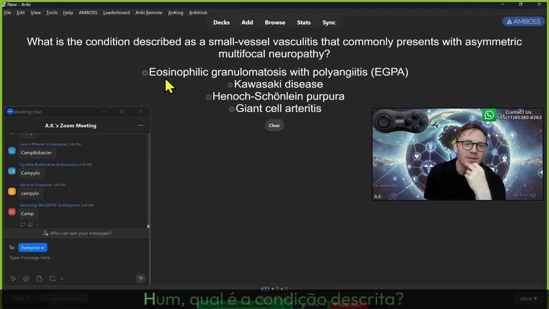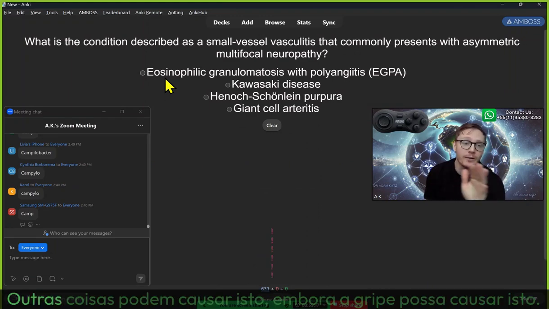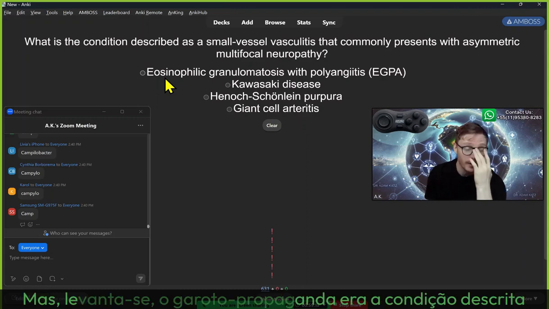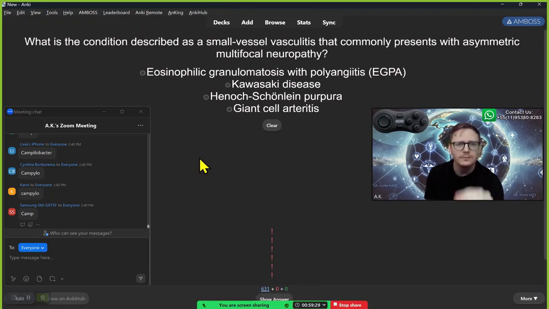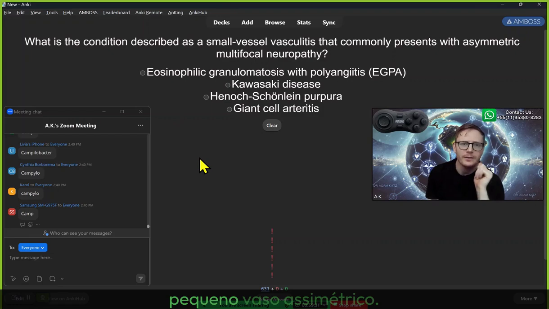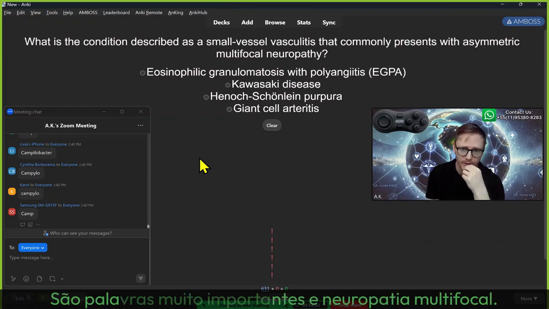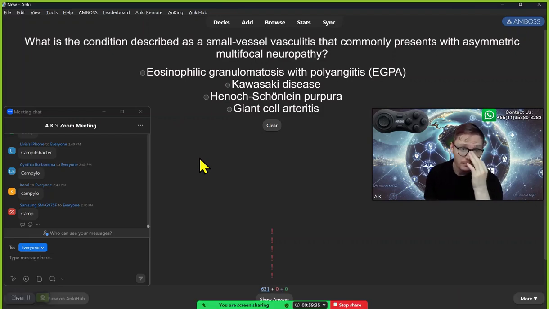What is the condition described? Other things can cause it though. Influenza can cause it. Lots of things can cause it, but Guillain-Barré is the poster child. What is the condition described as a small vessel vasculitis that commonly presents with asymmetric multifocal neuropathy? Asymmetric, small vessel. Those are big important words there, and then multifocal neuropathy. What are you guys thinking?